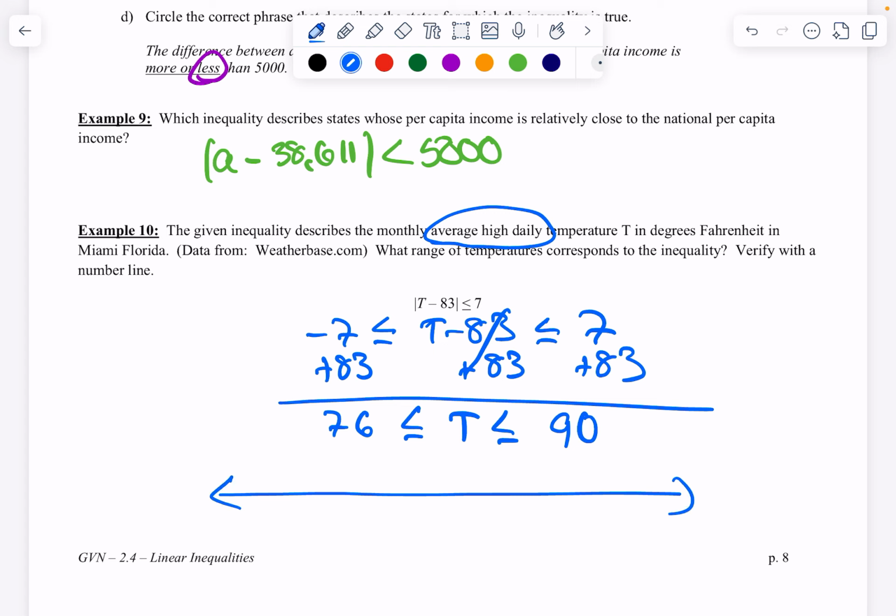76 is over here and it is included. 90 is included and it is in between. So the range would be 76 to 90. And that makes sense. 83 is in the middle right here.